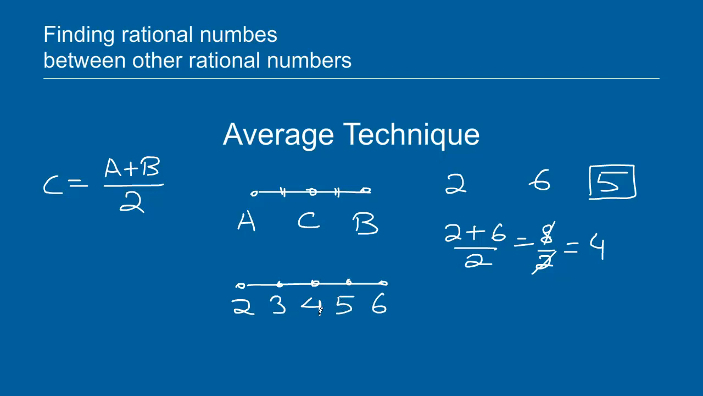So now we have found three numbers. Let's write the numbers here. So first we found out 4, then we found out 3, then we found out the number 5 itself. So these are three rational numbers. We have to find two more. To find the remaining two, we can find out the average of these two, or these two, or these two, or these two. So any of these will give us average of the numbers, and we can find out the remaining two numbers. So this is average technique.